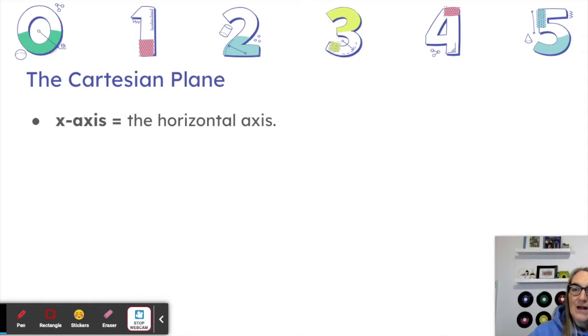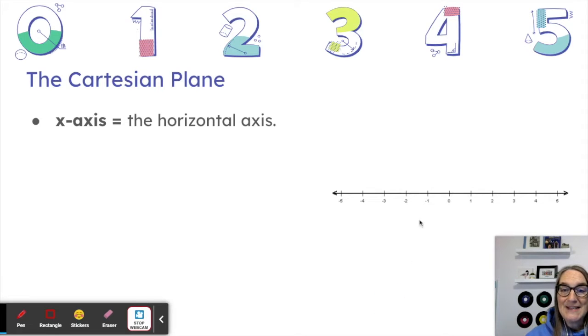All right. So our Cartesian plane consists of a number of different parts. That horizontal number line that we started with at the beginning is our x-axis. There we see our horizontal number line. We call it the x-axis.